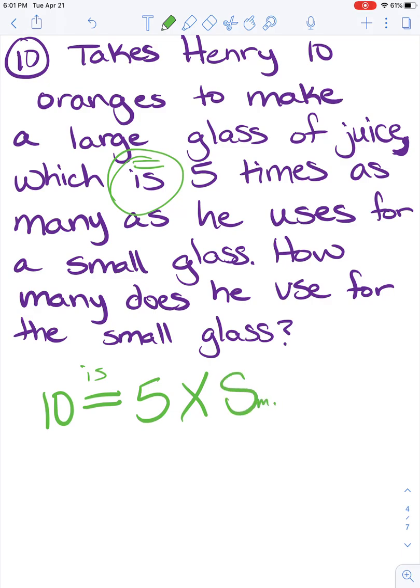I'm going to put S in just in case you guys think that looks like a 5. Okay, 10 is 5 times S. We're using that unknown, the S, for the small glass. Okay, so I'm going to write it like this because sometimes we get confused when we have our equal sign, the answer on the left side.